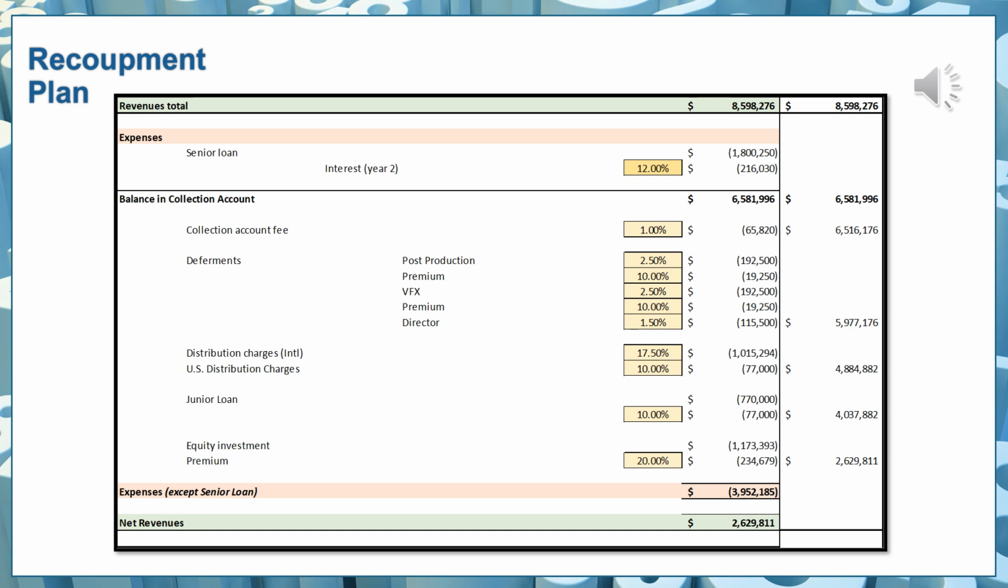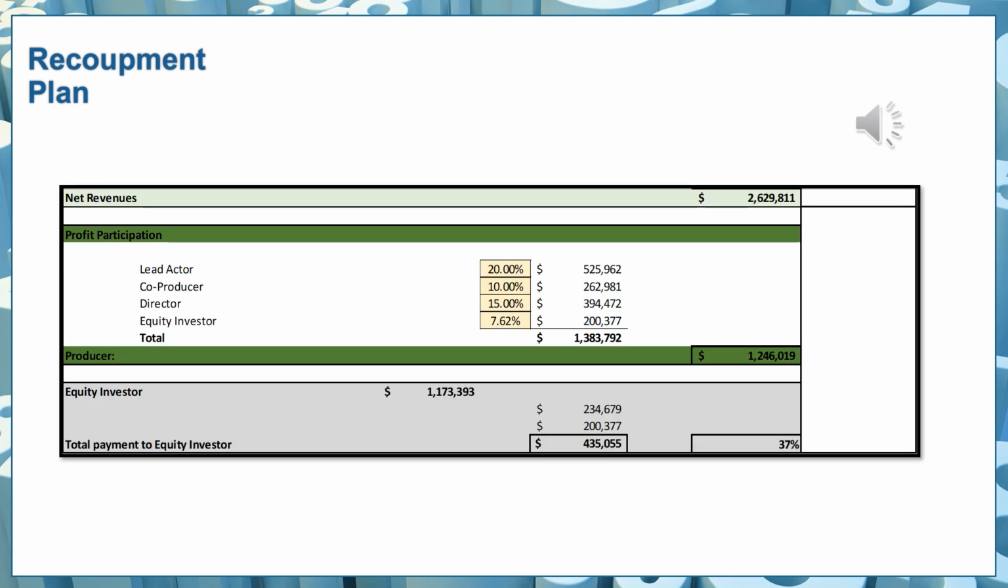That leaves us with 4,884,882 in the waterfall. Next, we're applying the junior loan and the premium, as well as the equity investment and the premium, leaving us with 2,629,811 as net revenues. We have now arrived at our profit participation section of the recoupment plan.